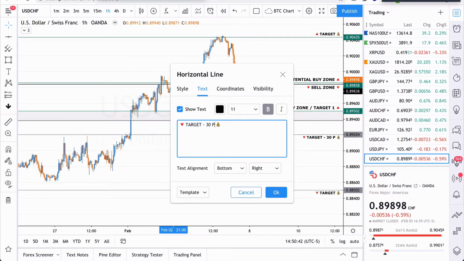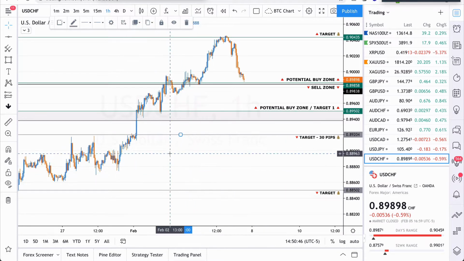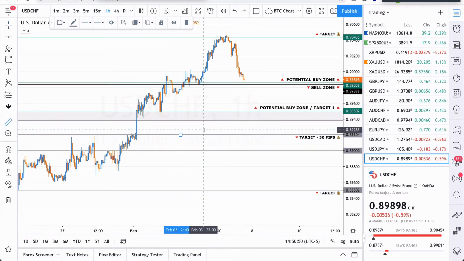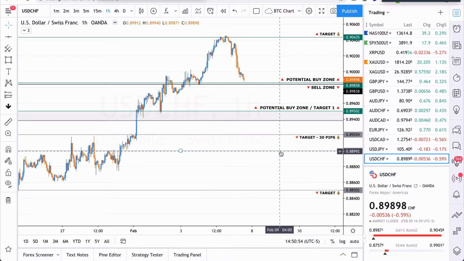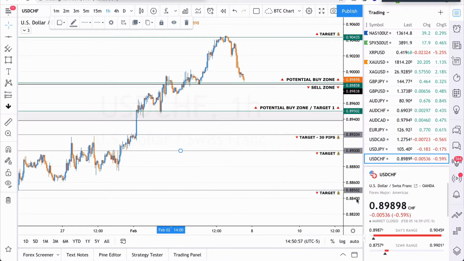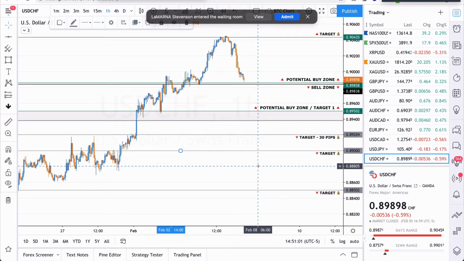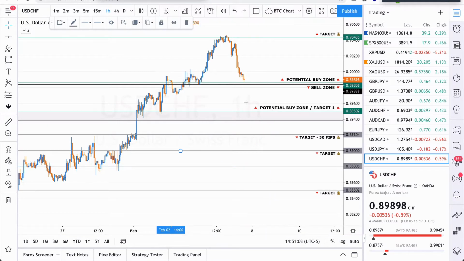That's a 30 pip target. Your second target is right here. That's another 20 pips. Third target right in here. All you're doing is targeting right around the whole numbers. Keep it simple.